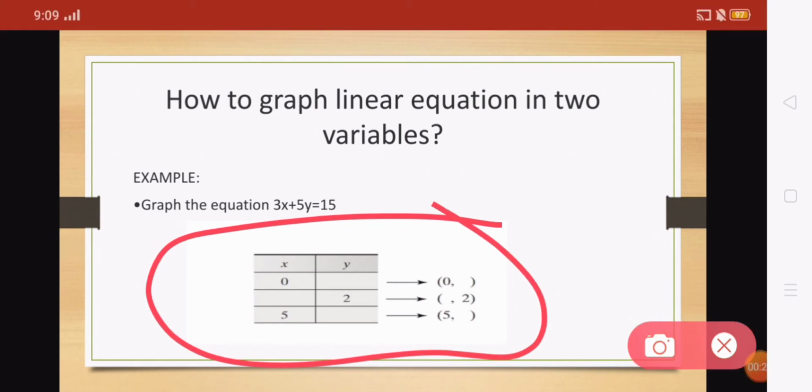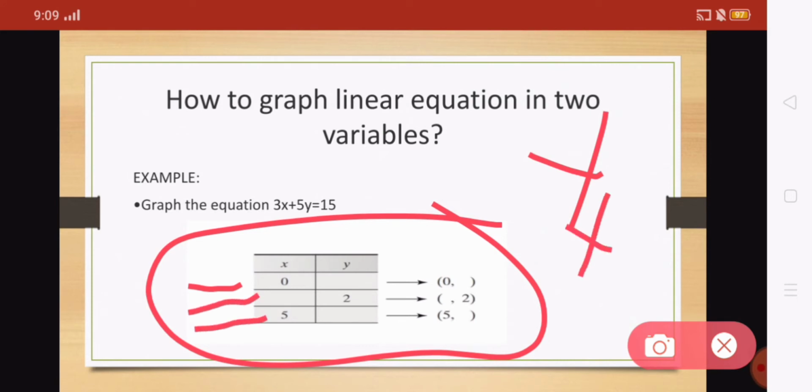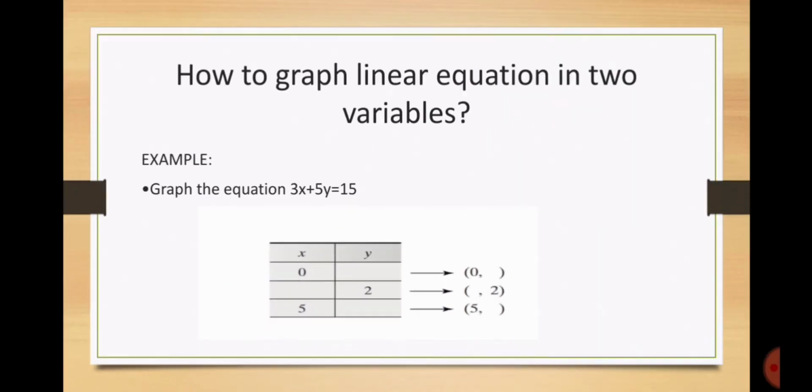In the first column, the missing one is the y. The second column is the x, and the third column is the y. So now, let us find out what those missing values are.